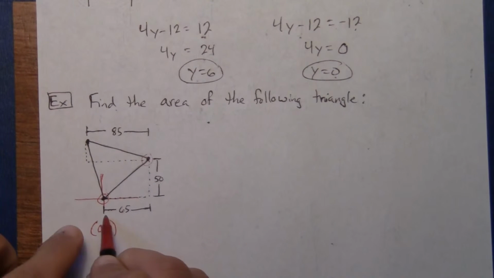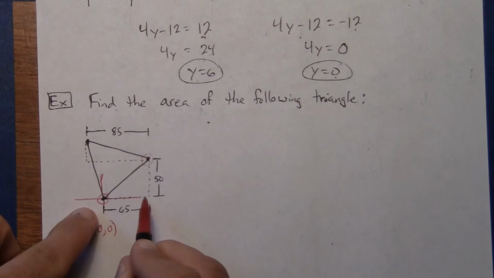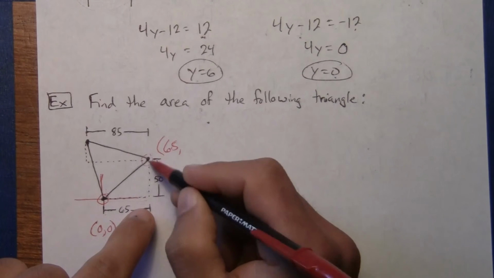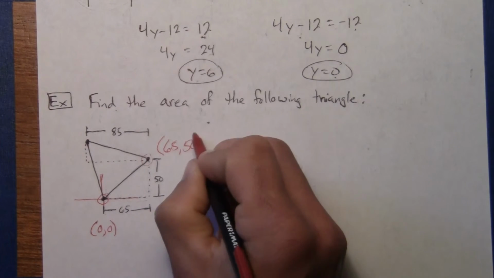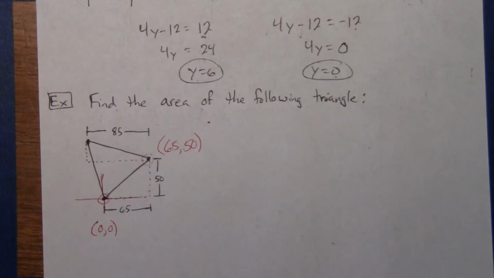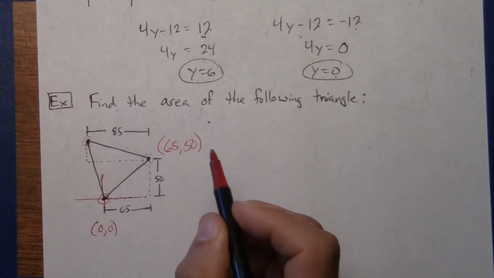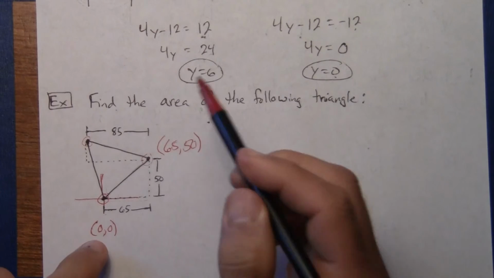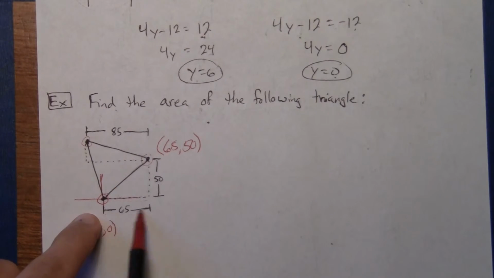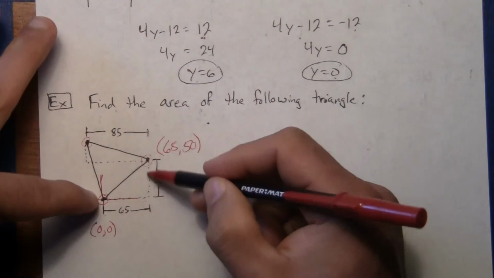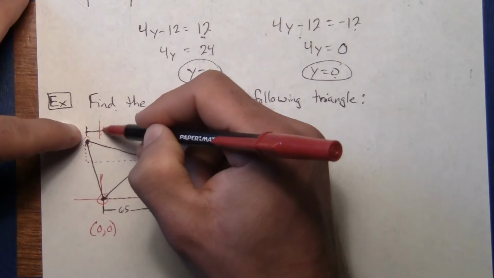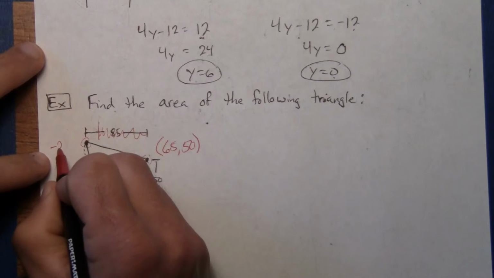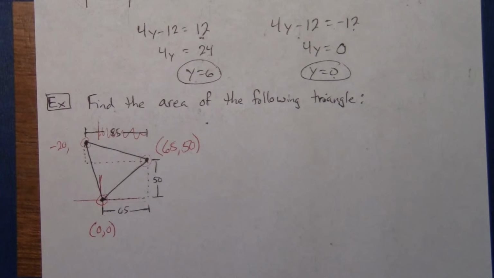If this is the origin, that distance is 65, which means I move 65 to the right, which means it's the x value. This distance is how far up I move. That means it's the y value. There's the second vertice. Third vertice. From here I had to move a distance of, this distance is 65, so if you move up here, that means that this is 65. Whole thing's 85, so this distance is 20, and you have to move to the left 20.